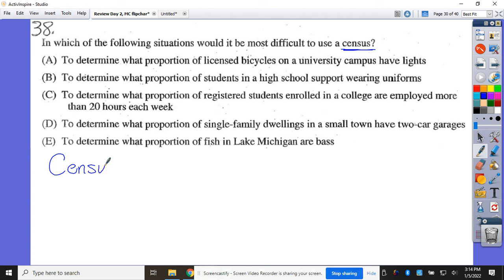What is the definition of the word census? Everyone is asked the question. Each individual in the population is asked the question. It includes all individuals in the population.